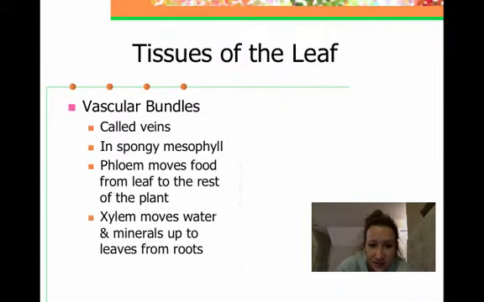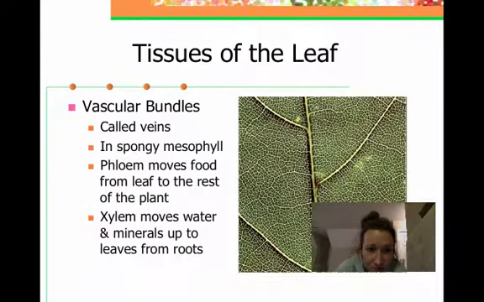Alright, continuing tissues of the leaf. There are vascular bundles, so just like our bodies have veins, and that's how our blood is transported throughout our body, plants are sort of the same way. So you already know that plants have veins because you know the vein patterns, pinnate, palmate, and that helps you to identify the plant. But the veins are a very important part of the leaf because that's how food and water are transported up and down the leaf.